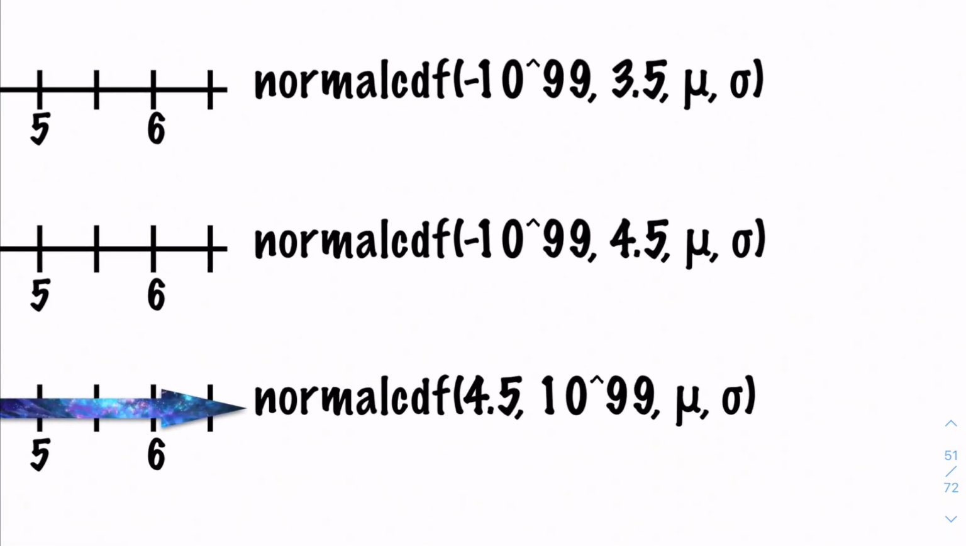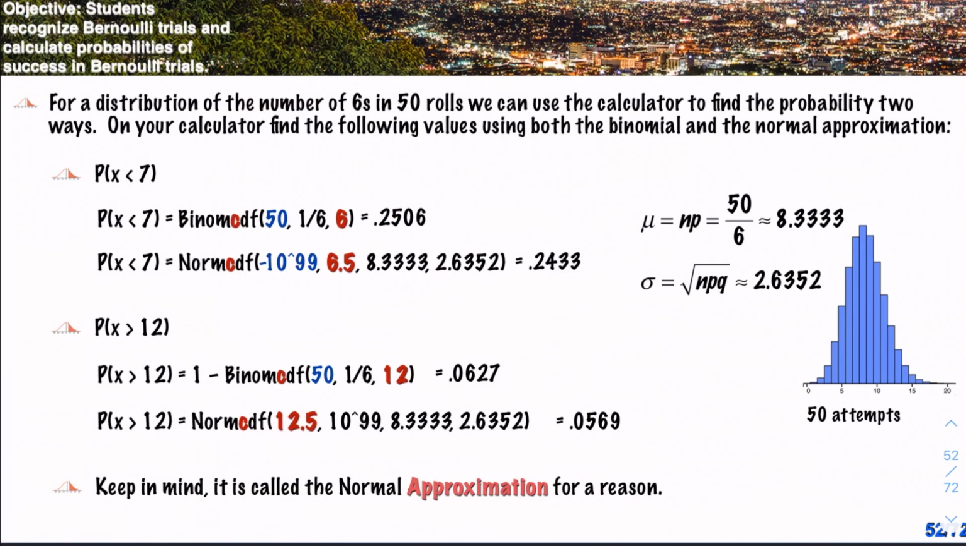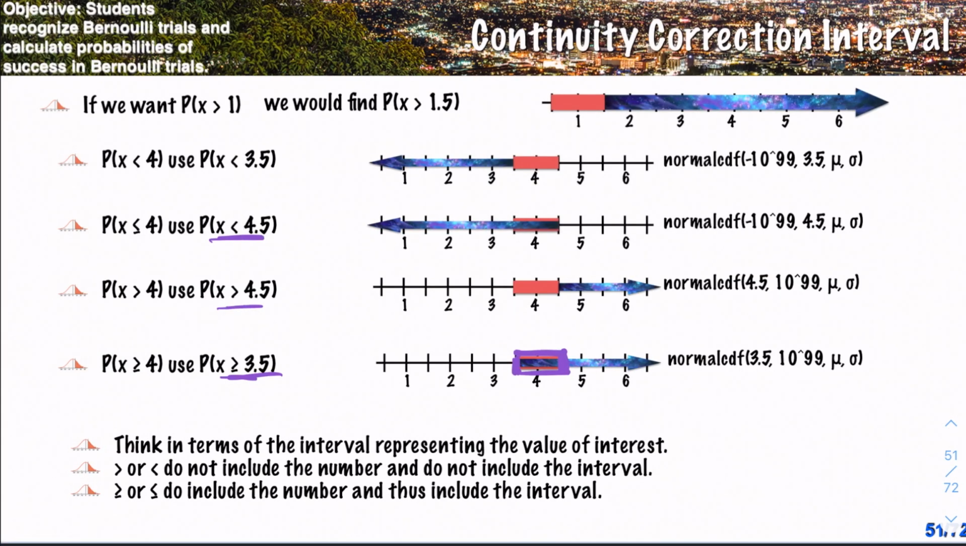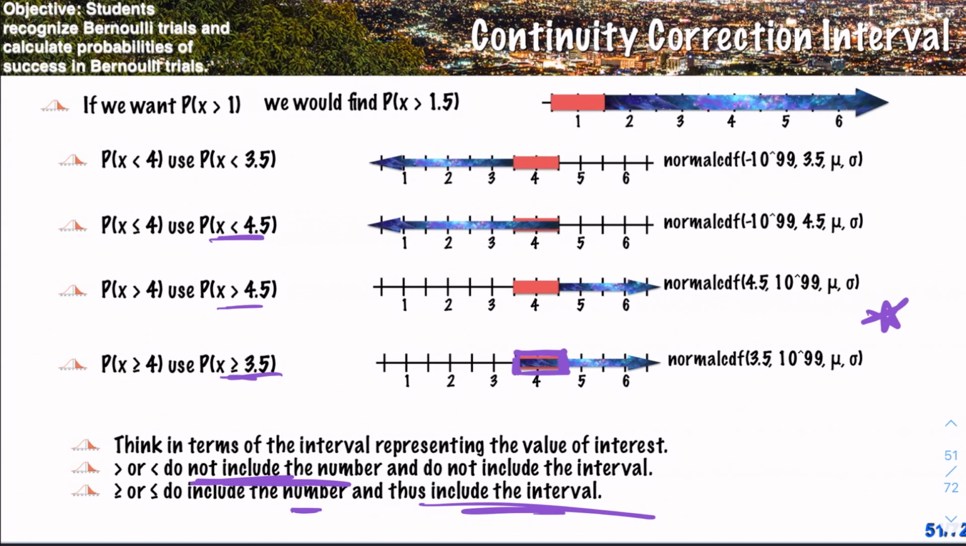So the probability that we are less than 4 would be from negative really large number to 3.5 with our mean and standard deviation. And we just do our normal CDF thing that we've constantly used. That is the amazing thing about this approximation, is the work that we practiced in chapter 6 is the same work we're doing here. Think in terms of the interval representing the value of interest. Greater than or less than do not include the number and do not include the interval. Greater than or equal to or less than or equal to do include the number, thus are included in our interval. It's a little work, but it allows us to do some easier calculations.